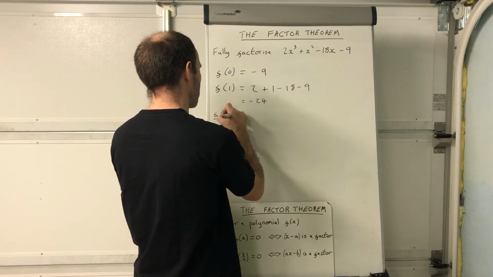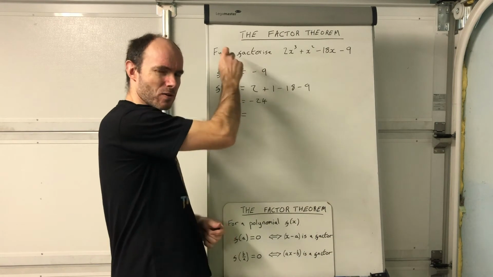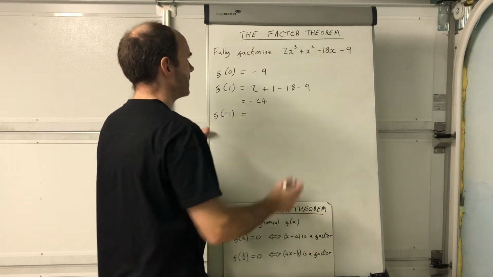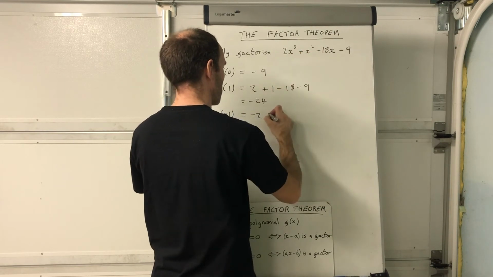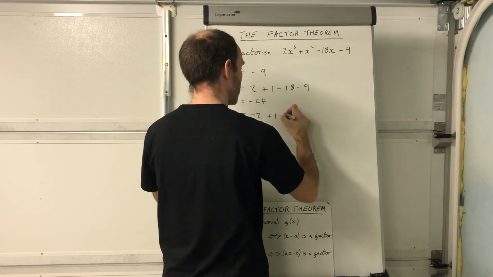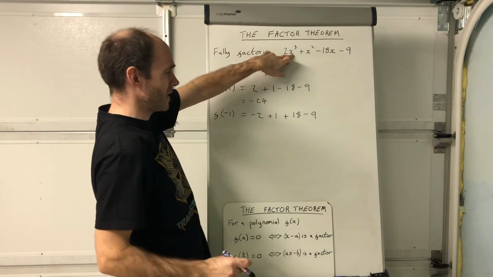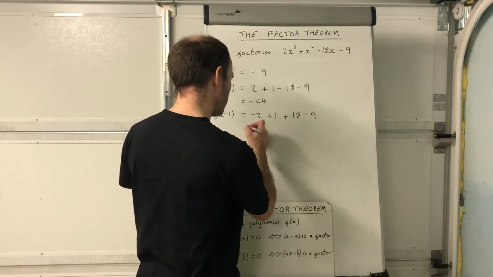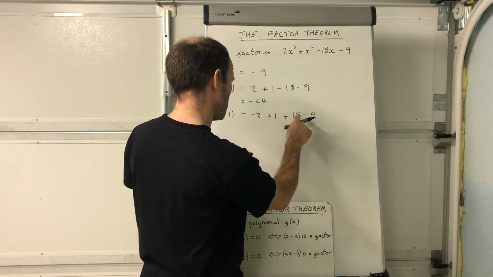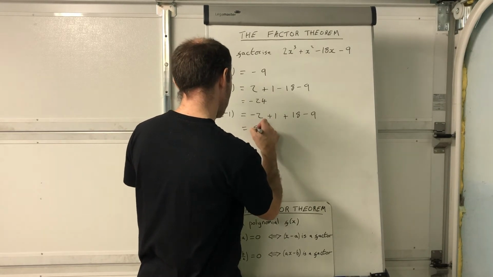Another simple number might be negative 1. I'm going through the easy numbers, notice: 0, 1, negative 1. So 2 times negative 1 is negative 2, and then plus 1, and then plus 18. I hope you're happy with this, by the way. I'm doing it quickly. Remember, negative 1 cubed is negative 1, negative 1 squared is 1. Is that equal to 0? No, 18, 19, 10, 8, no. That's not equal to 0.